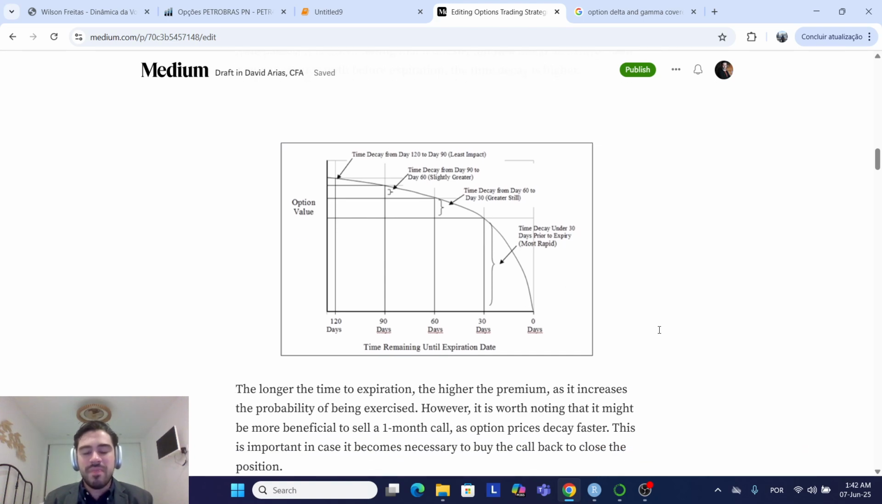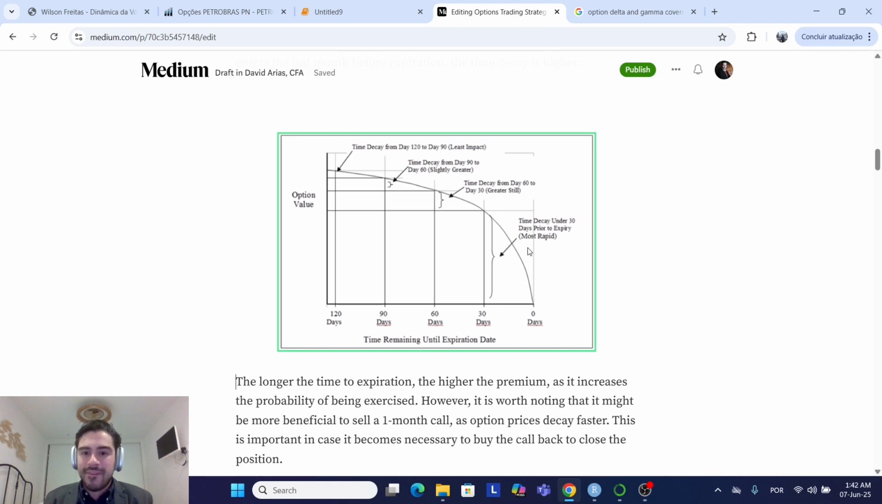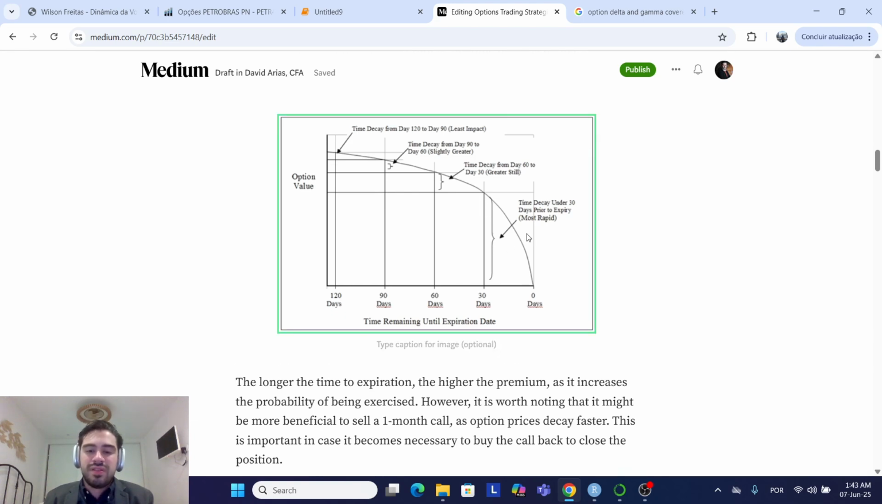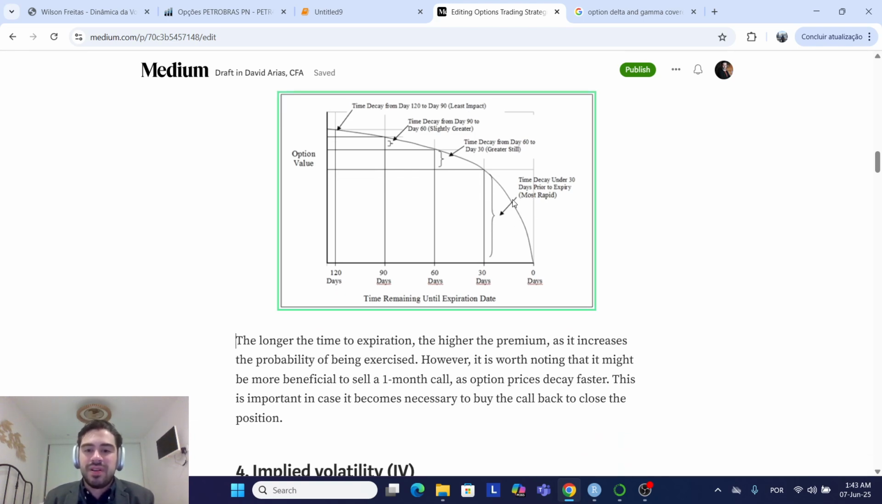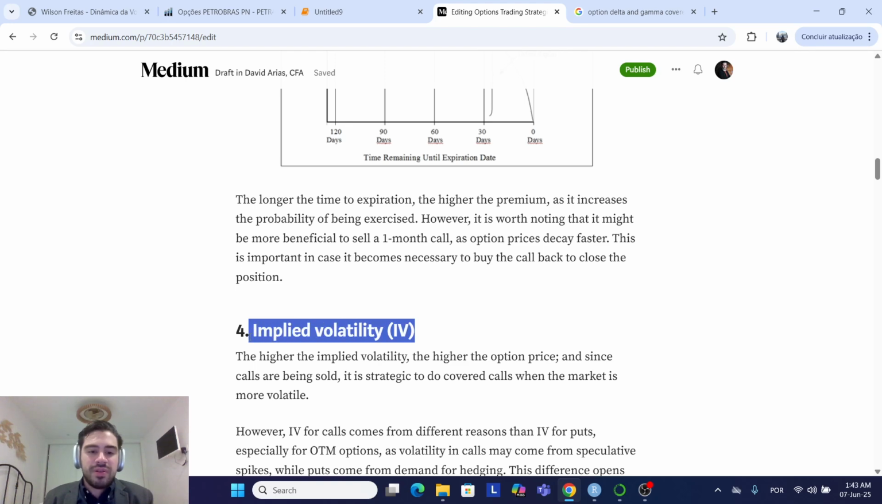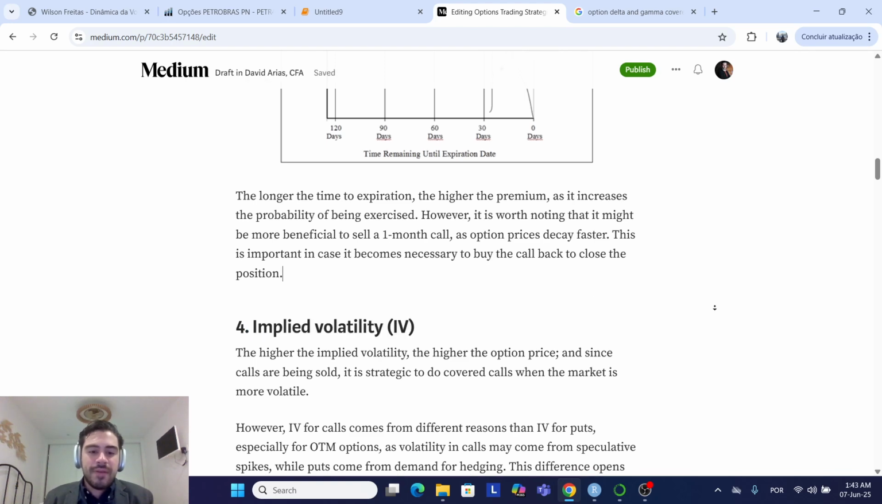So if I want to buy back my call, I imagine it's like 15 days. There's a probability of me buying for a lower price because of the time decay, and it's even better if I'm buying when the volatility is lower. So that's what we're going to talk about now, the implied volatility.